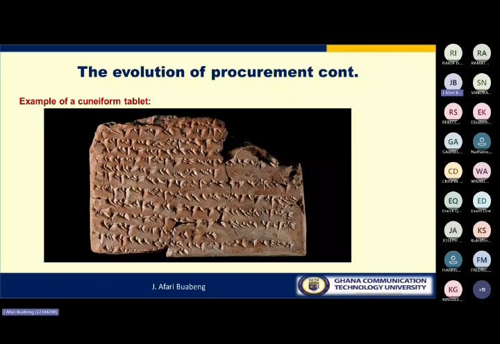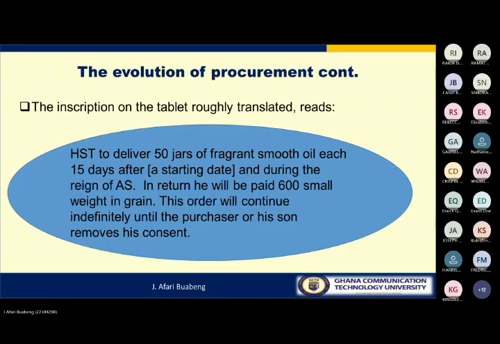So this is an example of a cuneiform tablet. So many years ago, people were not using ink and paper to write. They were still writing, but they were using something like this to write. So after the excavation activity, they found something like this, and this tablet had some inscription. So when you translate the inscription, it reads, look at it carefully.